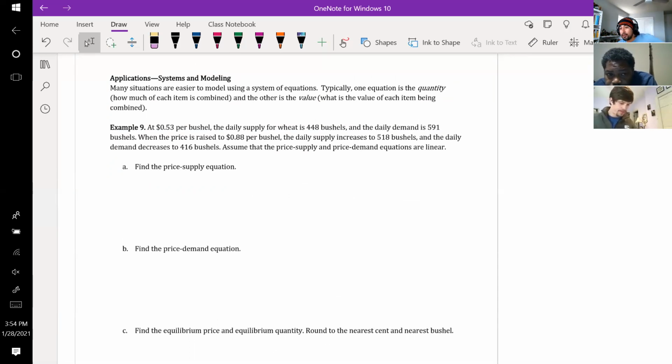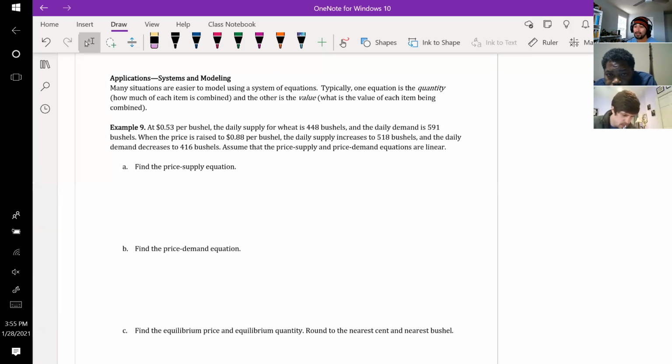So for example 9, at 53 cents per bushel, the daily supply for wheat is 448 bushels and the daily demand is 591 bushels. When the price is raised to 88 cents per bushel, the daily supply increases to 518 bushels and the daily demand decreases to 416 bushels. Assume that the price supply and price demand equations are linear.